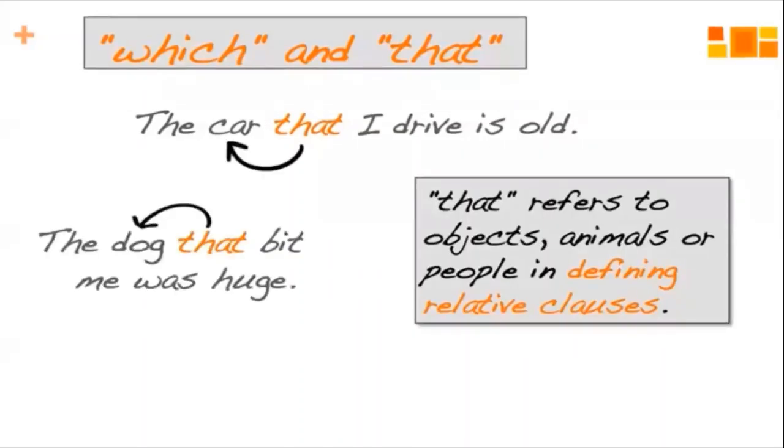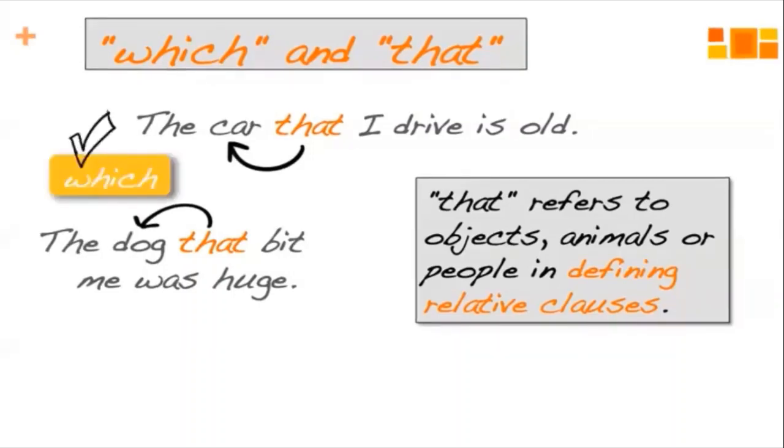That's great. Now, how about the second one? The dog that bit me was huge. What is the relative clause? That bit me was huge. All right. Is it subject or object? Subject. Good. And is this defining or non-defining? Defining. Yes, defining. Very good.